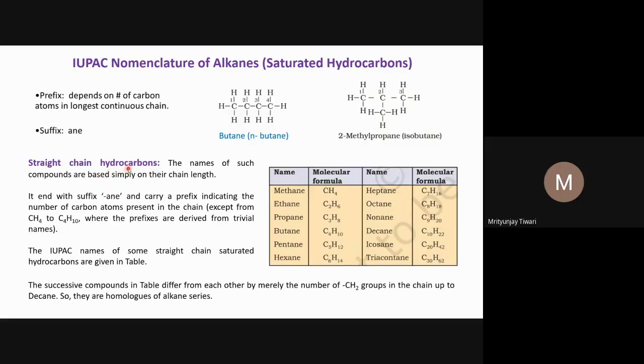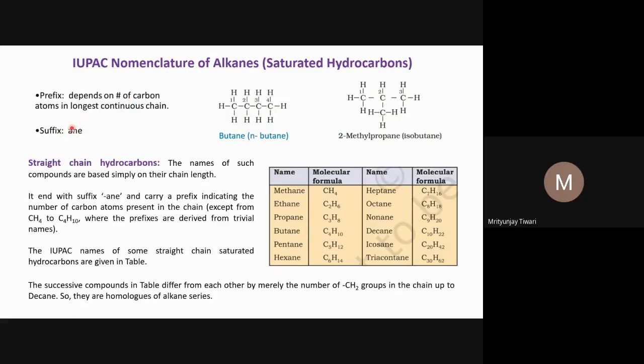Usually for the straight chain hydrocarbons, we use a prefix and then a suffix. The prefix depends on the number of carbon atoms in the longest continuous chain. So we first have to identify the longest continuous chain, and based on that we use certain prefixes. Those prefixes you have to remember, and that is not difficult. It comes automatically; once you write it two or three times, it will be remembered. And then a suffix will be ane.